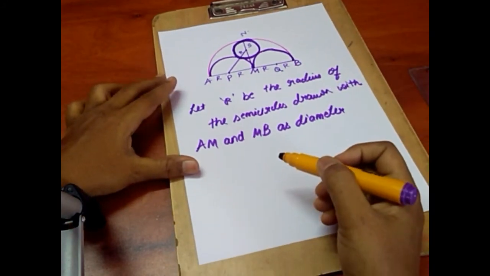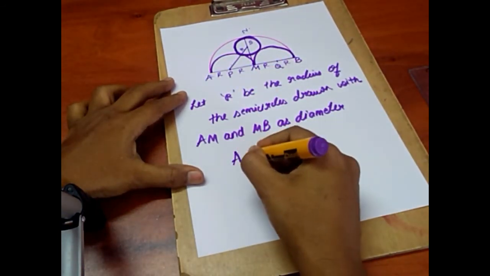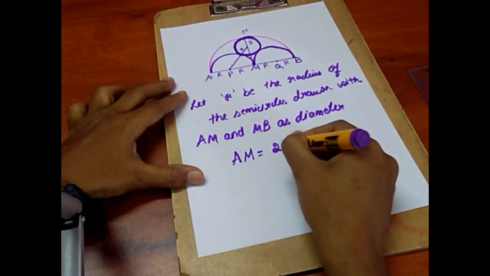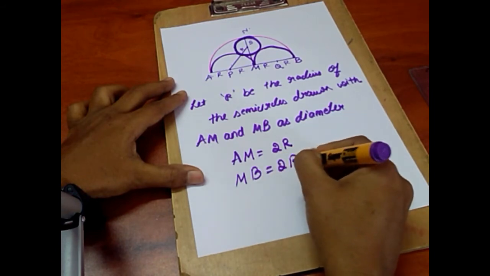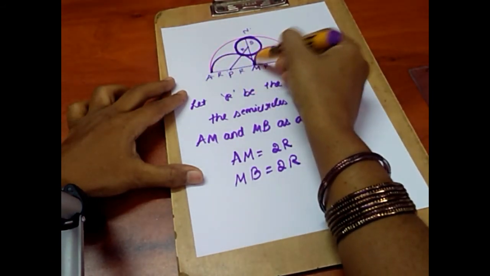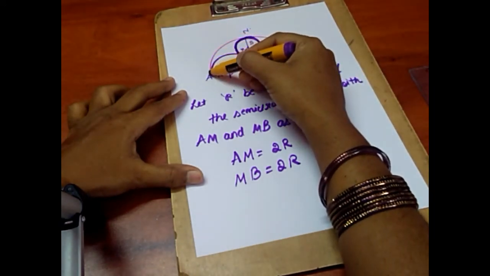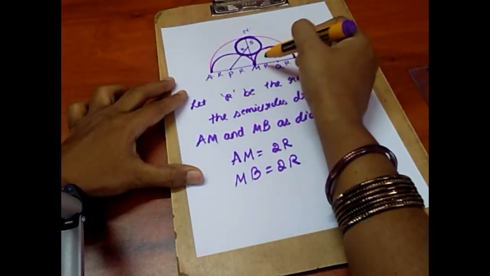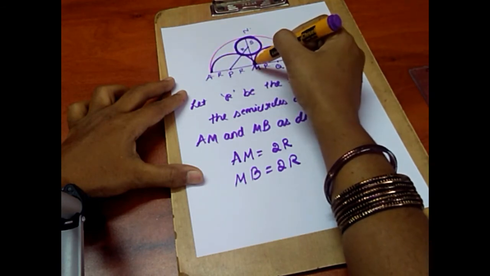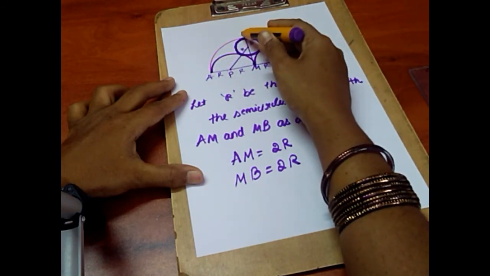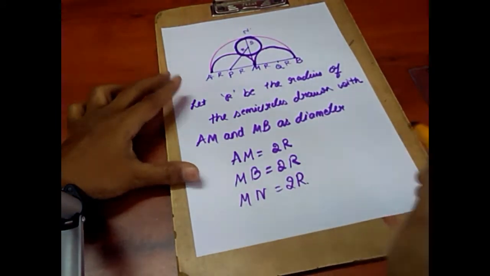Now, the second point: let us write what AM is. What is AM, children? 2 times R. What is MB? 2 times R. So, AM and MB are the radii of the third semicircle. Hence, AM is equal to MN. So, the measure of MN is also equal to 2R.